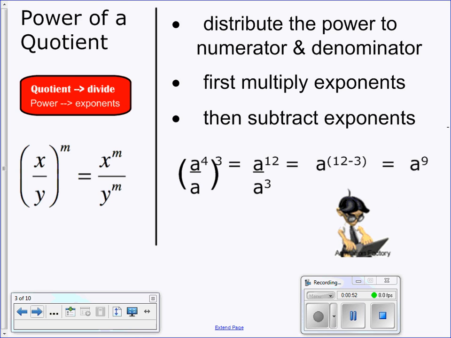A power of a quotient, so that means we're taking something that's dividing, we're taking the whole thing to a power. So just like our order of operations, we have to do exponents first. So we distribute that power to the numerator and the denominator. So in this example, we would take 3 and multiply it by 4, that gets a to the 12th, and then 3 times 1, which is a to the 3rd, and then we're dividing, so we subtract.